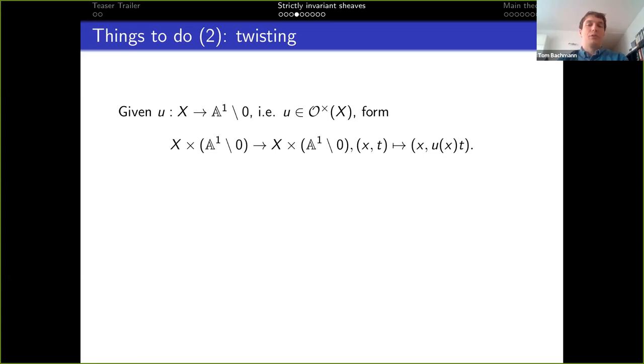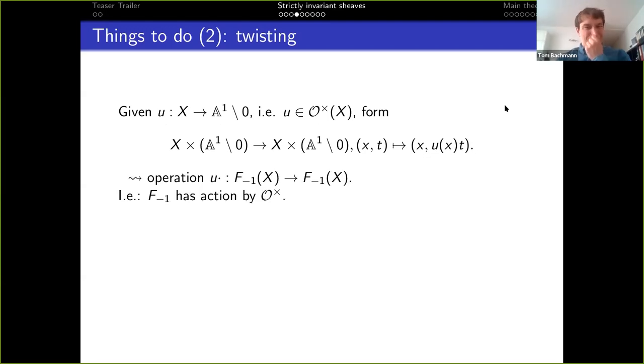Then I can use this to write down an automorphism of X times A^1 minus 0. I do what I wrote here in the formula: I multiply the t-coordinate corresponding to A^1 by this unit. Because the unit was never zero, the product of u and t is also not zero, so this is a well-defined map. It has an inverse constructed in the same way, replacing u by u inverse. As is typical with these things, it's completely trivial, but it turns out to be very important.